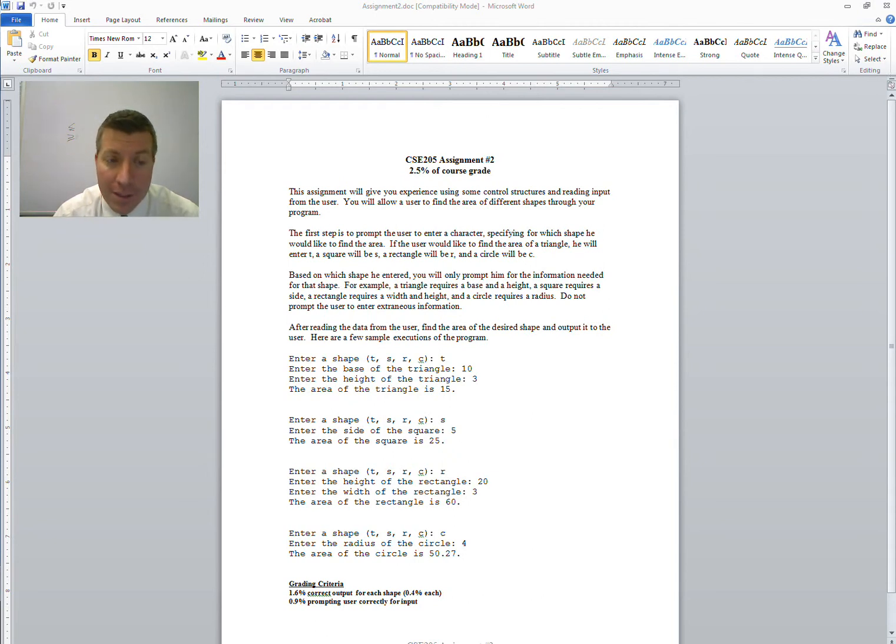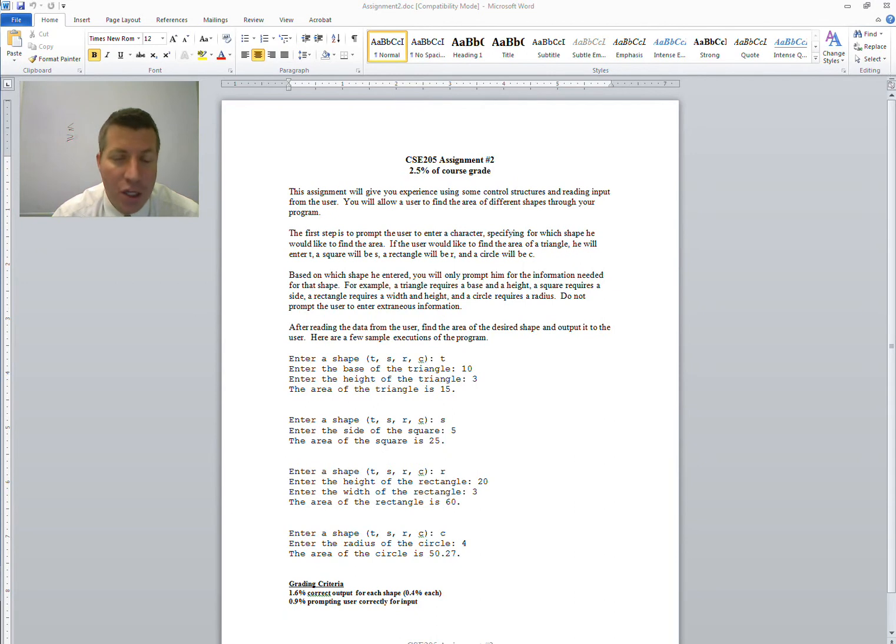So we're just going to have them enter the side, and then you're going to tell them what the area of the square is. If they enter an R for a rectangle, you need to prompt them to enter the height and the width of the rectangle and then find the area. And for a circle, you will have to prompt them just to enter the radius of the circle, which defines the circle, and then you will print out what the area is.